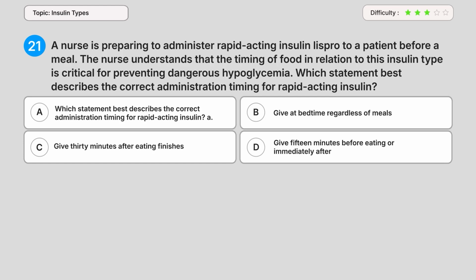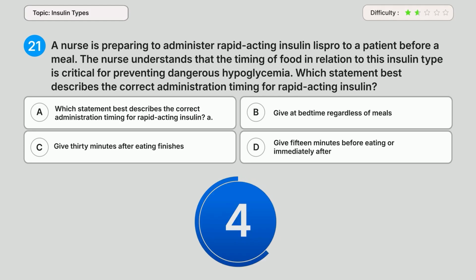A. Give 2 hours before the meal. B. Give at bedtime regardless of meals. C. Give 30 minutes after eating finishes. D. Give 15 minutes before eating or immediately after. What do you think is the answer?